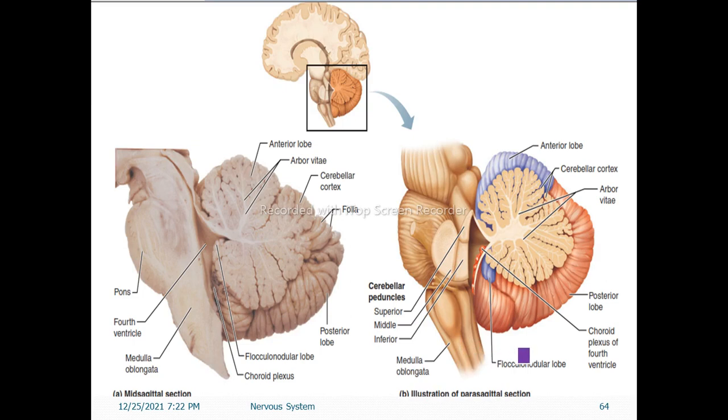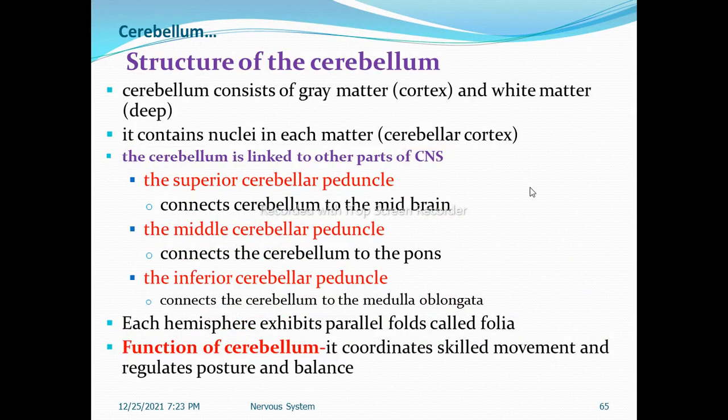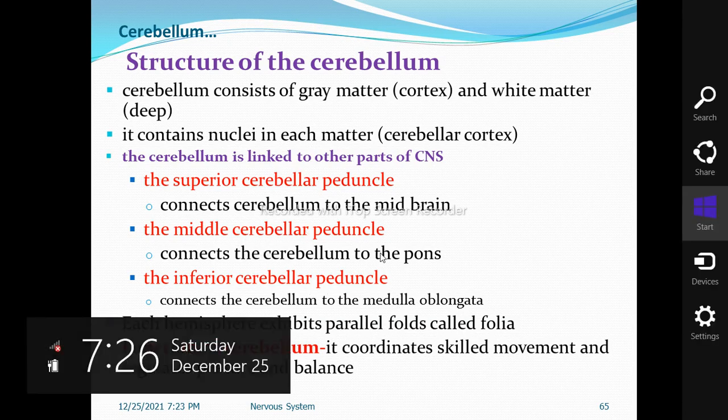This is the medulla oblongata. This is the folliculonodular lobe, this one, then the posterior lobe and the anterior lobe. Structure: the cerebellum consists of grey matter, the cortex, and white matter. The grey matter is the outer cortex. The white matter is deep, and it contains nuclei. The cerebellum is linked to three parts of the CNS. The superior cerebellar peduncle connects the cerebellum to the midbrain. The inferior cerebellar peduncle connects the cerebellum to the medulla oblongata. The middle cerebellar peduncle connects the cerebellum with the pons.